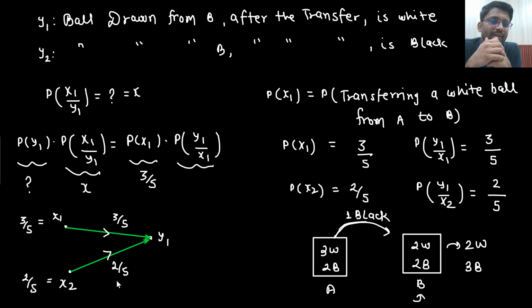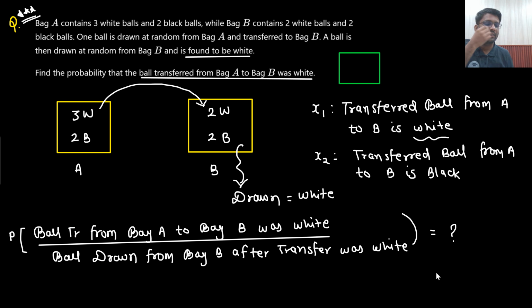This is your y1. Now there are two processes: either you can transfer a white ball or you can transfer a black ball. So I make two events, x1 and x2: I am transferring a white ball or I am transferring a black ball. Here I have 5 balls, out of which 3 are white. So the probability of x1 will be 3 by 5, and the probability of x2 will be 2 by 5.